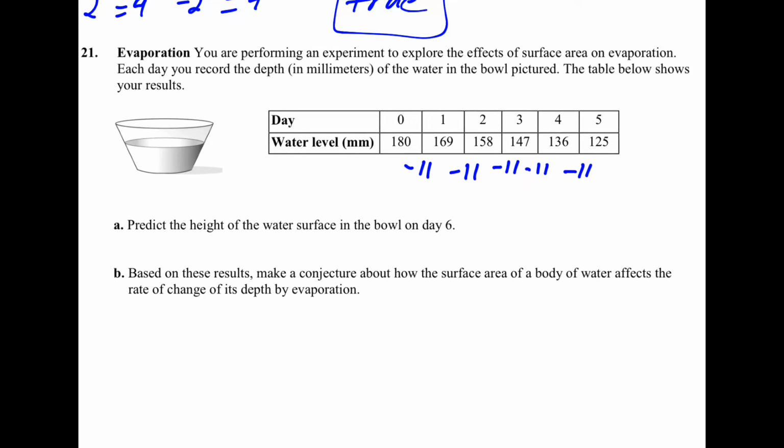For 21, this is a problem about evaporation, performing an experiment, checking the water level over a number of days, trying to figure out the effects of surface area on evaporation. What we should notice in this water level row is that there is a constant rate. We are decreasing by negative 11 as we go from each cell to the next one. So for day 6, we would just take 125 minus 11. That'll give us 114 millimeters.